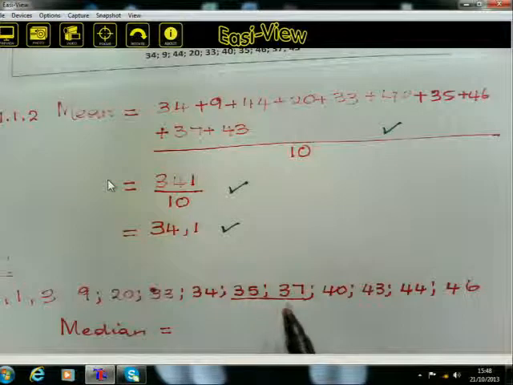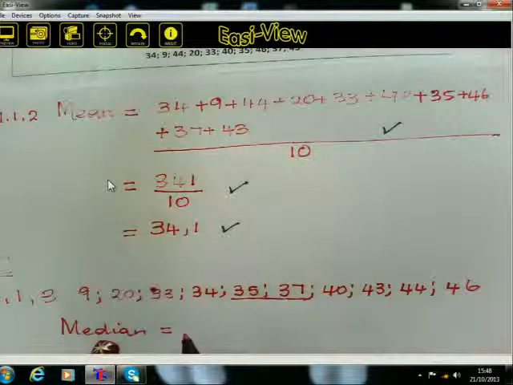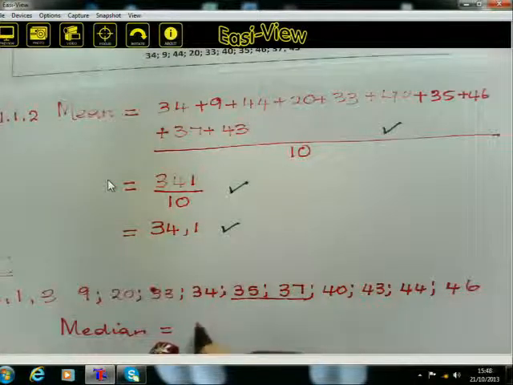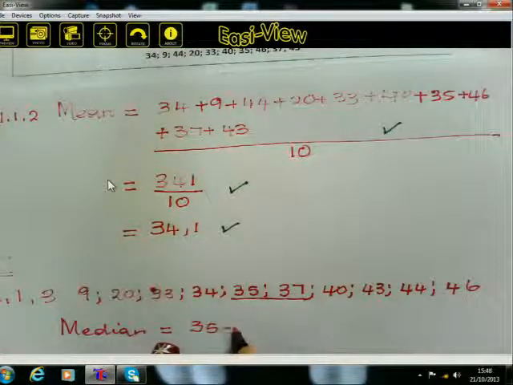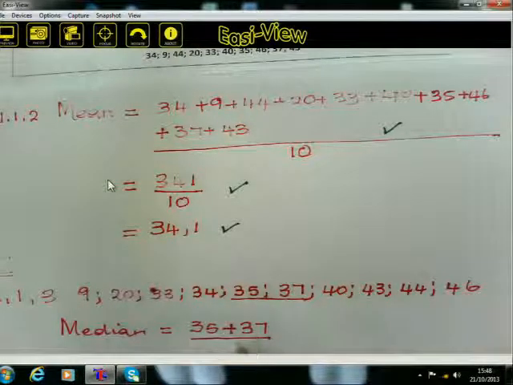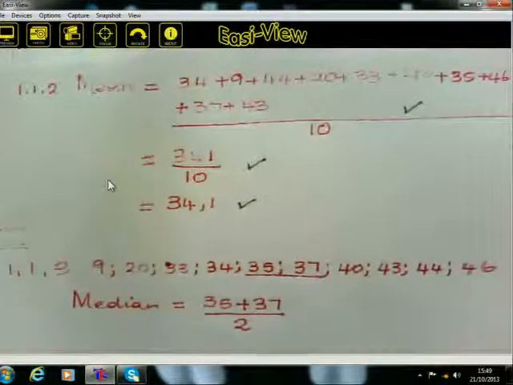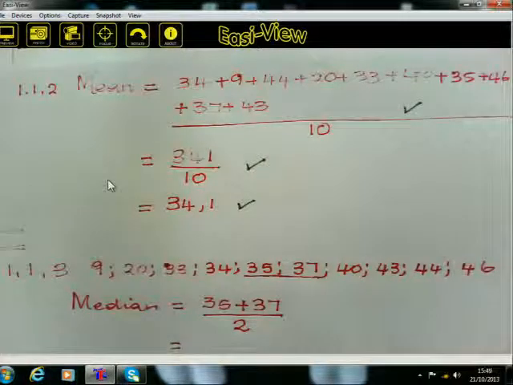You take those 2 middle numbers and write them where you wrote median, because median is the one that you have to determine. You say median is equal to 35 plus 37. Then you divide it by 2, because you had 2 middle numbers. You go to another step. Please, even when you are calculating median, show steps.